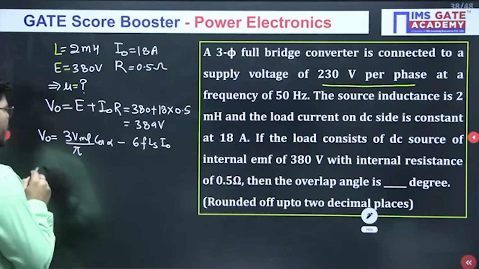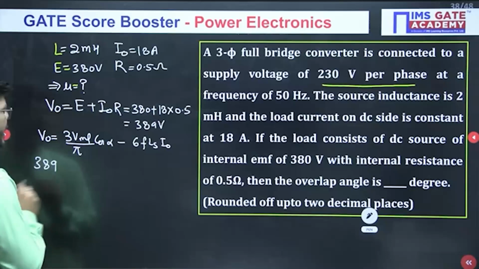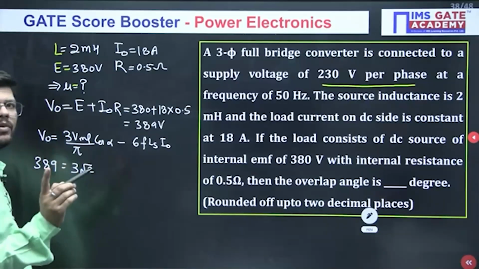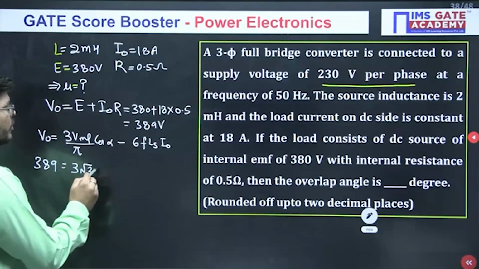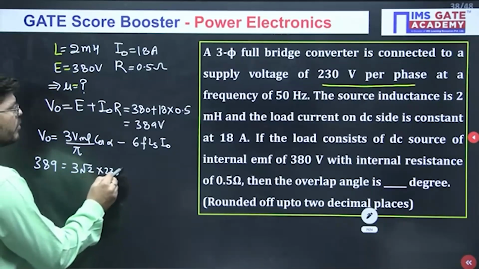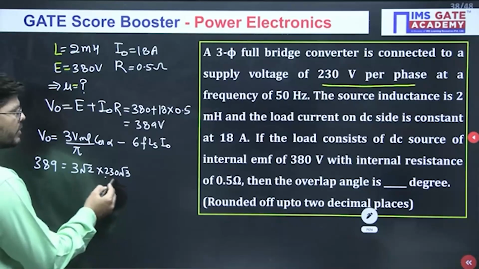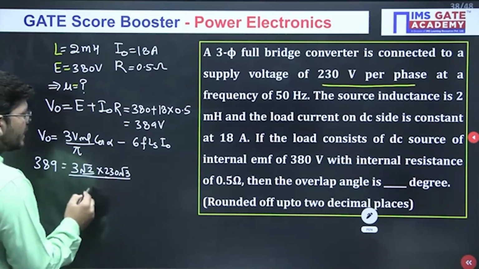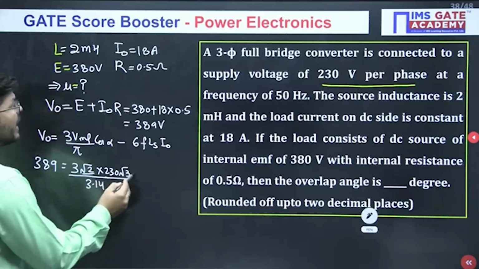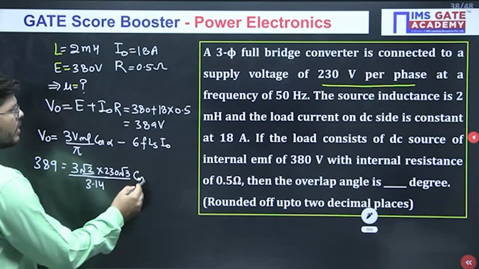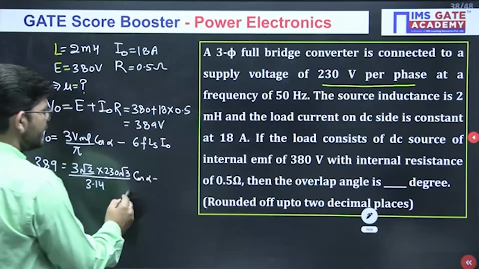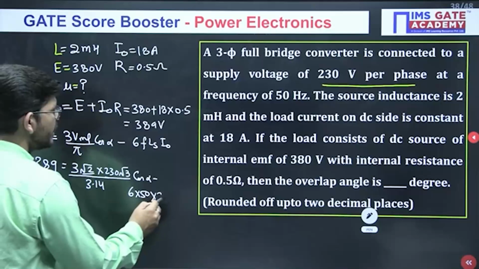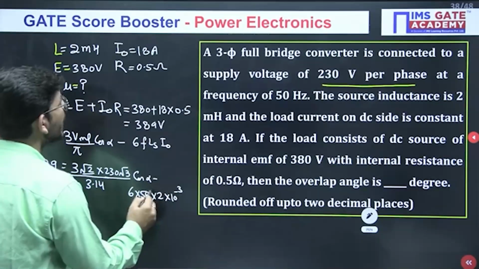Okay. Now put the values here. You have this voltage as 389, 3 VML. First of all, you have to find the line voltage. Phase voltage is given 230. So in order to find line voltage, you have to multiply it by root 3. So this will be your line voltage. When you multiply with root 2, you will get the maximum value, divided by pi. Okay. And cos of alpha minus 6 into F, which is 50, into LS, which is 2 millihenry, into I naught, which is 18.